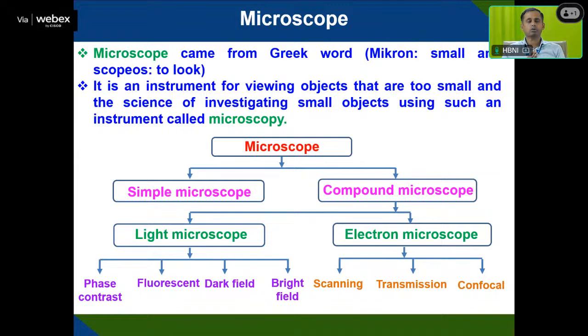The compound microscope is mostly the light microscope, where you use, for example, a phase contrast microscope, like a normal optical microscope, depending upon the phases that you can identify. Then you have a fluorescent microscope, or bright field and dark field microscopes. All of that is the light microscope. But the other type of compound microscope is the electron microscope, which we will mainly discuss in the next class: the scanning electron microscope, transmission electron microscope, and confocal electron microscope.